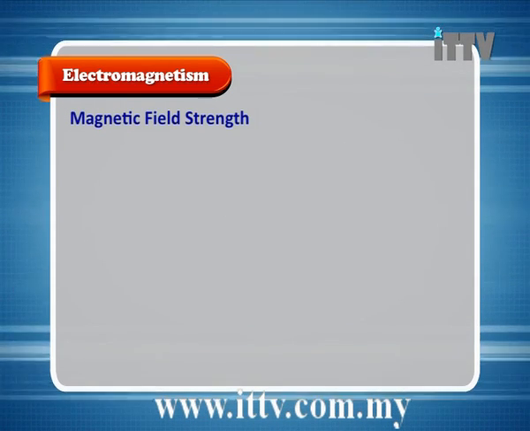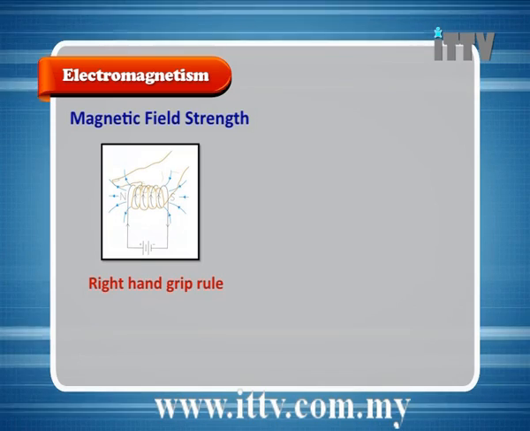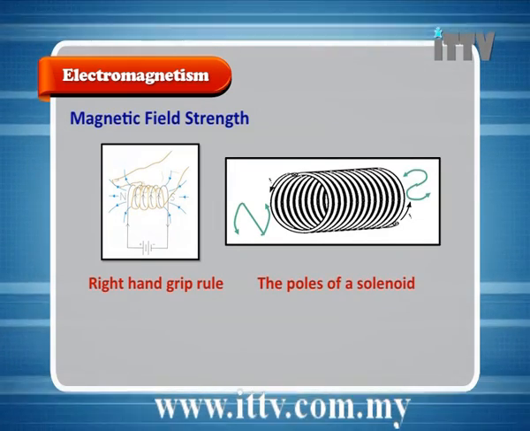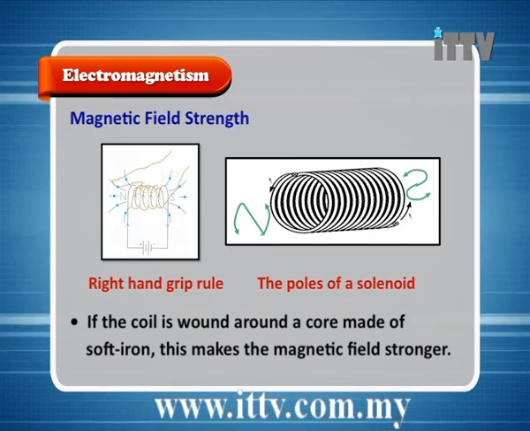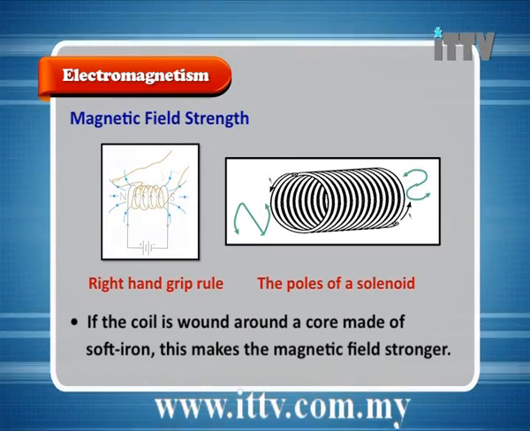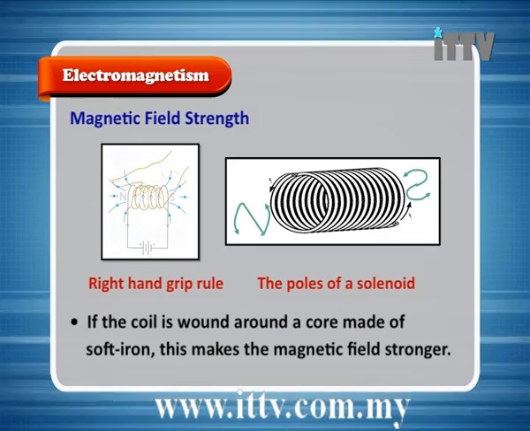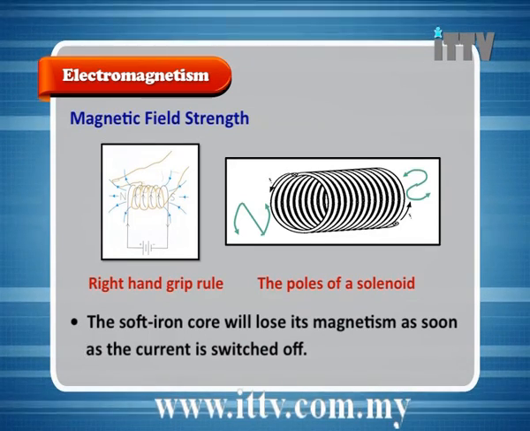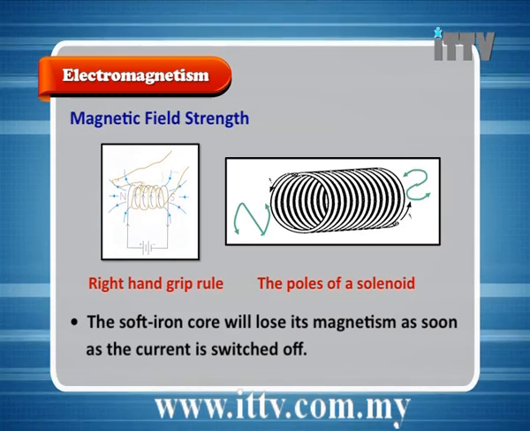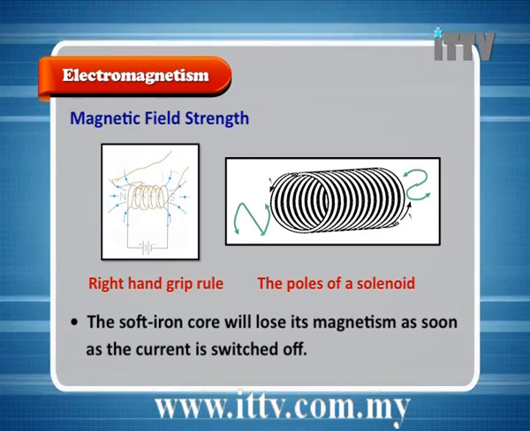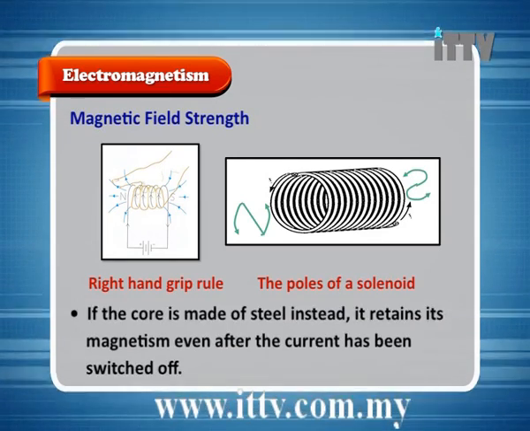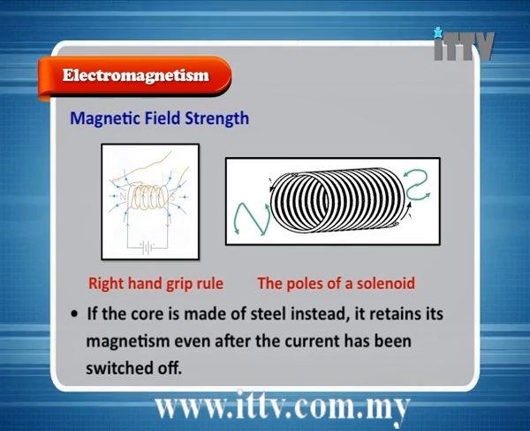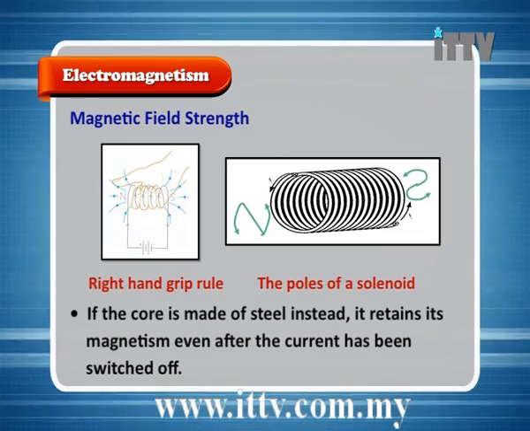Magnetic field strength. Right-hand grip rule. The poles of a solenoid. If the coil is wound around a core made of soft iron, this makes the magnetic field stronger. The soft iron core will lose its magnetism as soon as the current is switched off. If the core is made of steel instead, it retains its magnetism even after the current has been switched off.